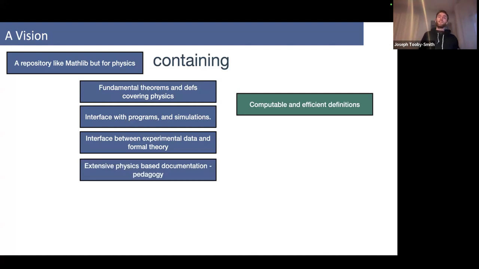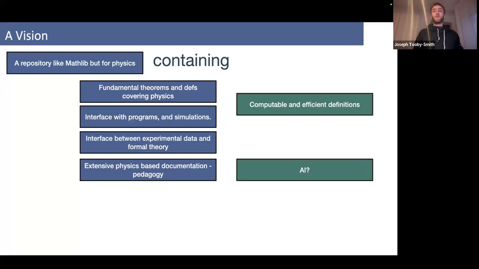It should contain extensive physics-based documentation to make it easier for people to learn about these areas of physics. They should be able to take a file in such a repository, read about the definitions, read about the lemmas, and why they're of interest to physics. Kind of in the same way that if you know Lean and you want to know about an area of mathematics, you can choose a file in MathLib and read that file and you may get a good understanding of what sort of things have been proved in that area. And this is perhaps somewhere where AI could come in to help write the documentation. Of course, AI can be used, as we all know, very extensively in Lean to do a lot of other things as well.